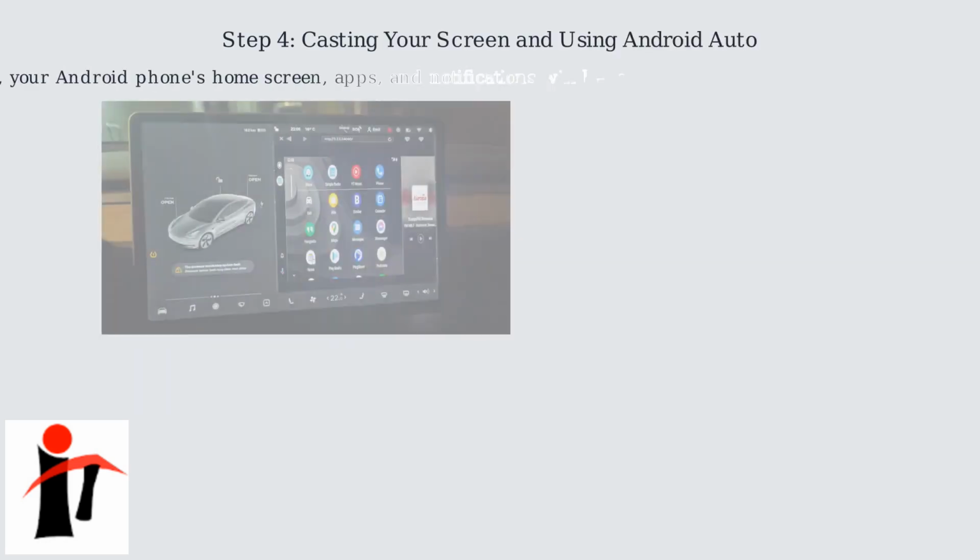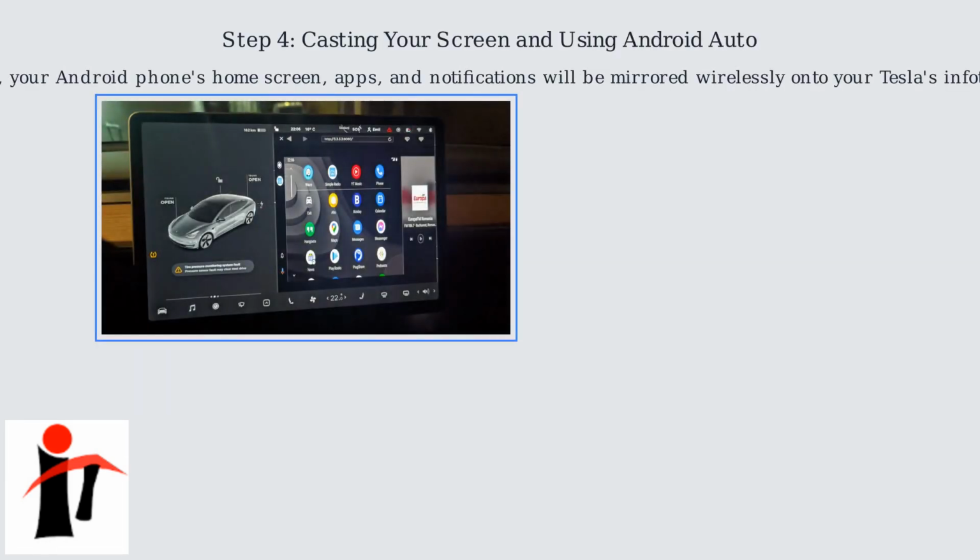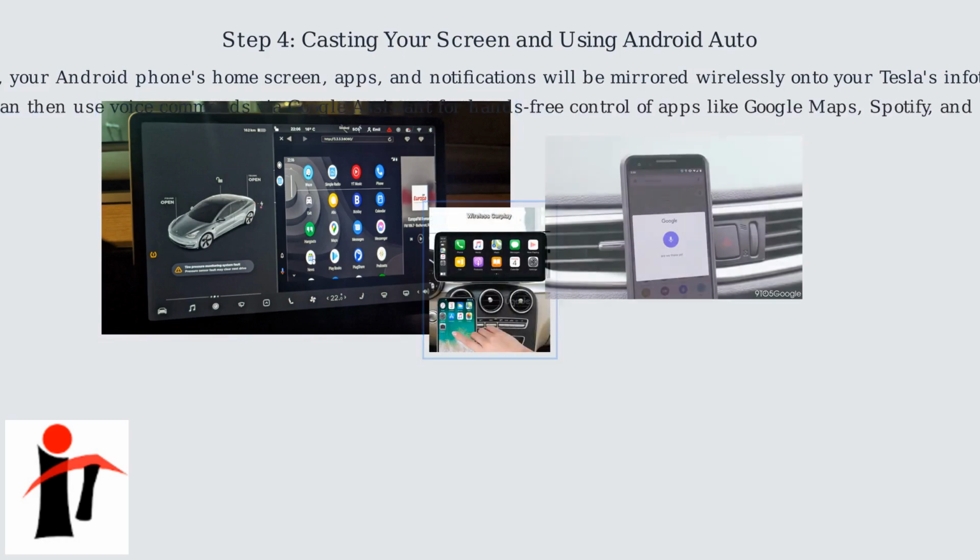Once connected, your Android phone's home screen, apps, and notifications will be mirrored wirelessly onto your Tesla's infotainment screen. You can then use voice commands via Google Assistant for hands-free control of apps like Google Maps, Spotify, and more. Ensure a stable Wi-Fi connection for the best experience.